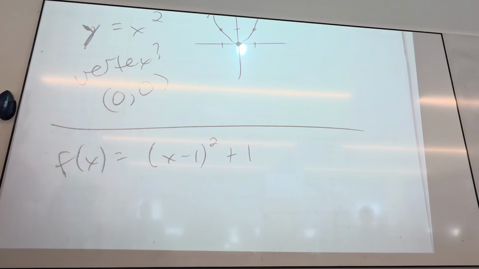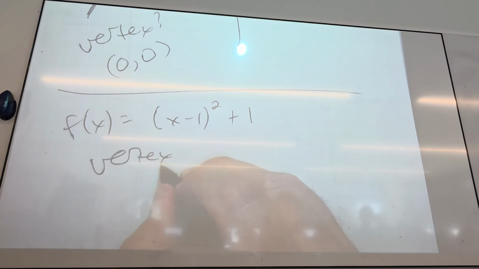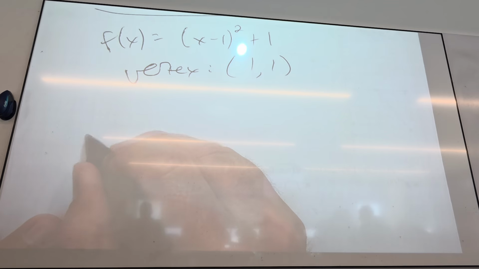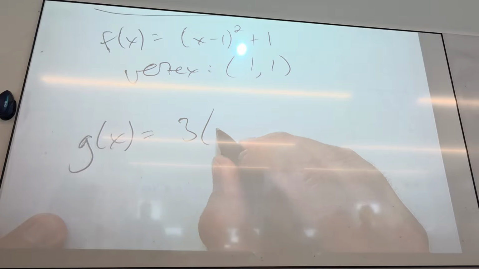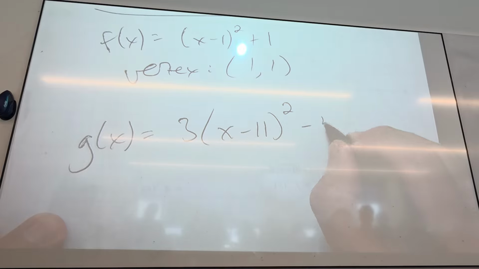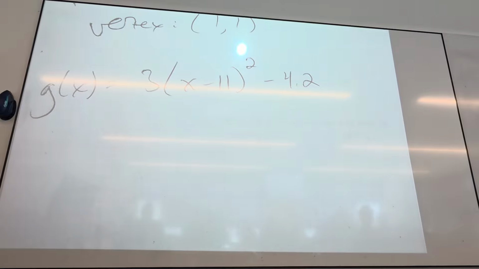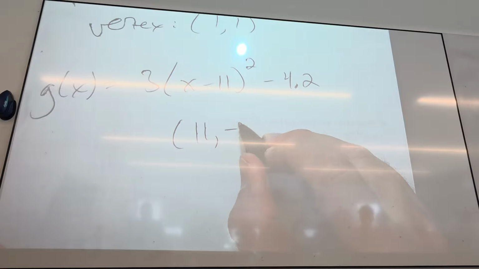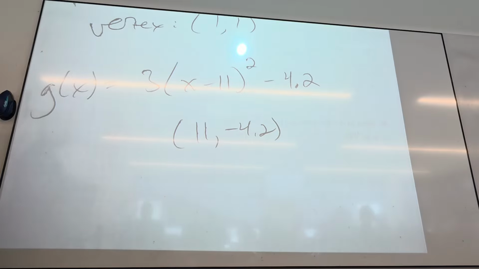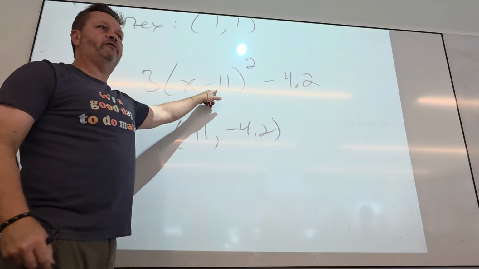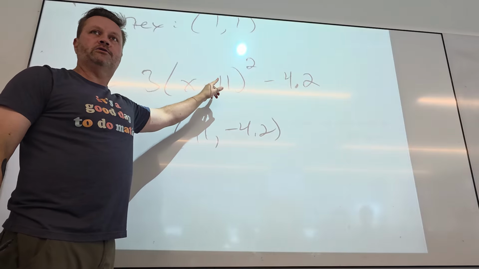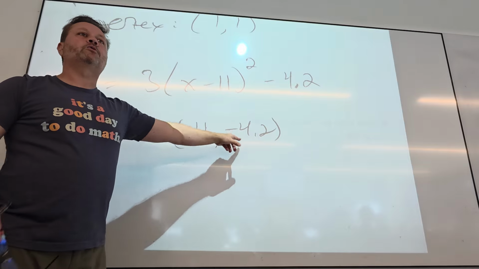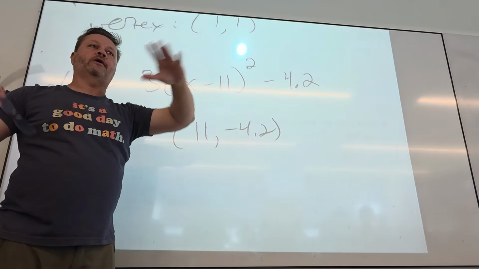So this one, the vertex would be 1, 1, just because that's how it shifts. So what would the vertex be for this one here? Yeah, 11, negative 4. Exactly, yes. Why is this positive 11? Because that's how shifts work, right? This would shift right 11, this would shift down. So it's the opposite sign, same sign, right? That's where the vertex would move to. I don't have to graph it.